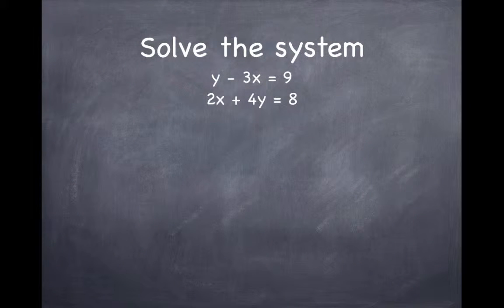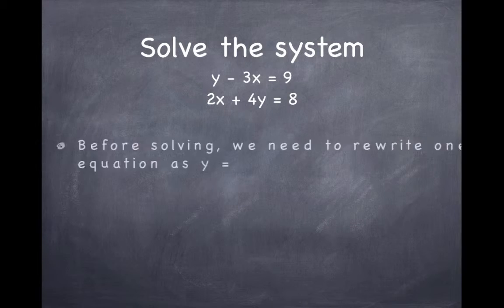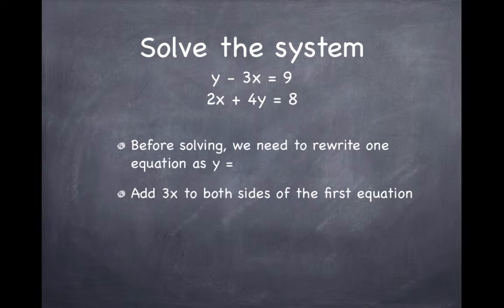So we want to solve this system. We're going to use substitution to do that. Looking at the two equations, one variable has no coefficient on it, so that's a great candidate to solve for. So in the first equation, I'm going to get y by itself. So I'll add 3x to each side, and now the first equation has been transformed to y equals 3x plus 9.